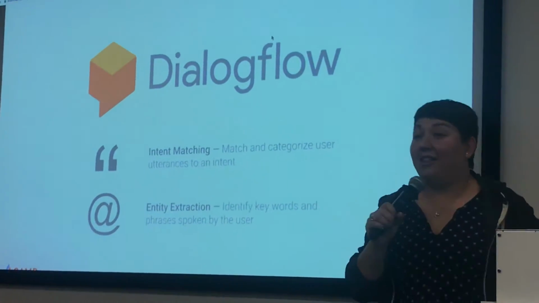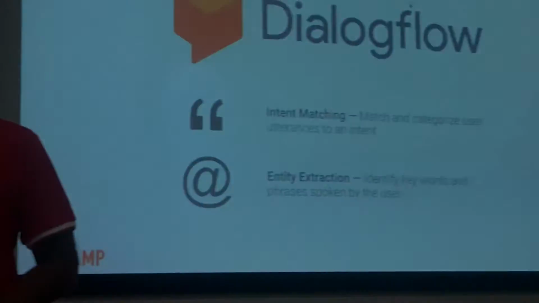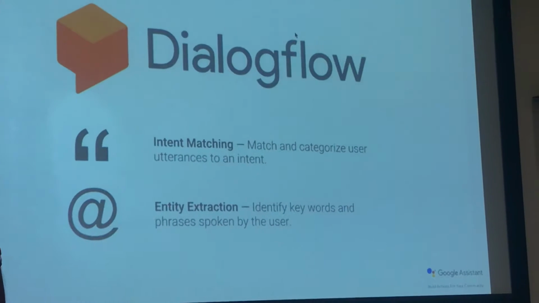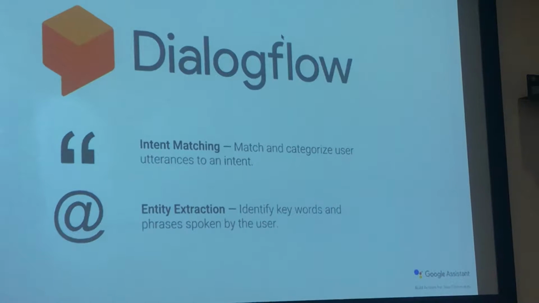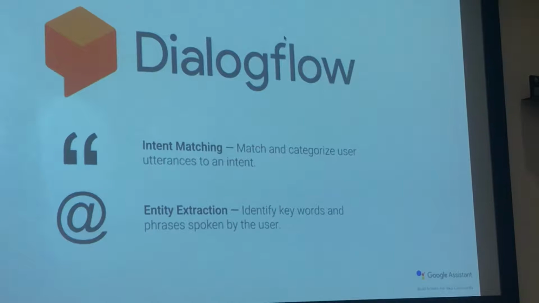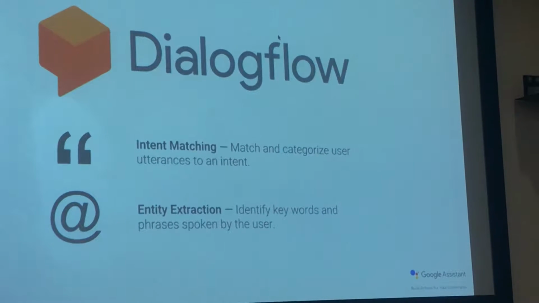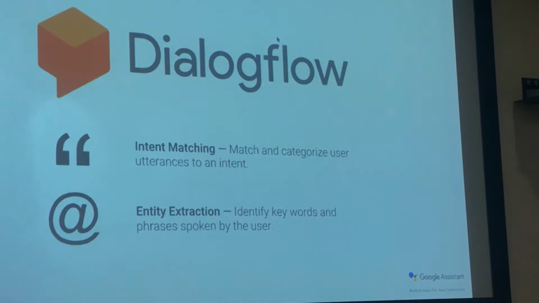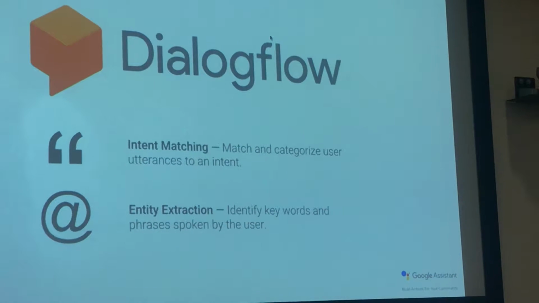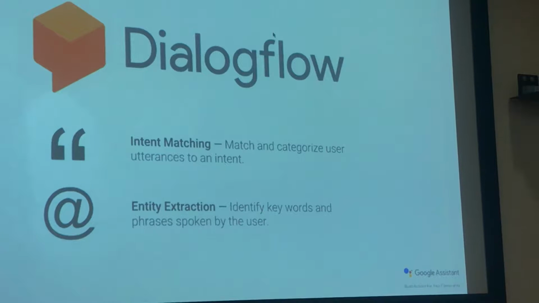So the tool we have is Dialogflow. Dialogflow does intent matching, and it does all the heavy lifting. It does all the machine learning and natural language processing, and it figures out what items we need to be able to extract from the user. What are the things that we need? That gives it to the developer, and then in our code, we can process it and do whatever we want.